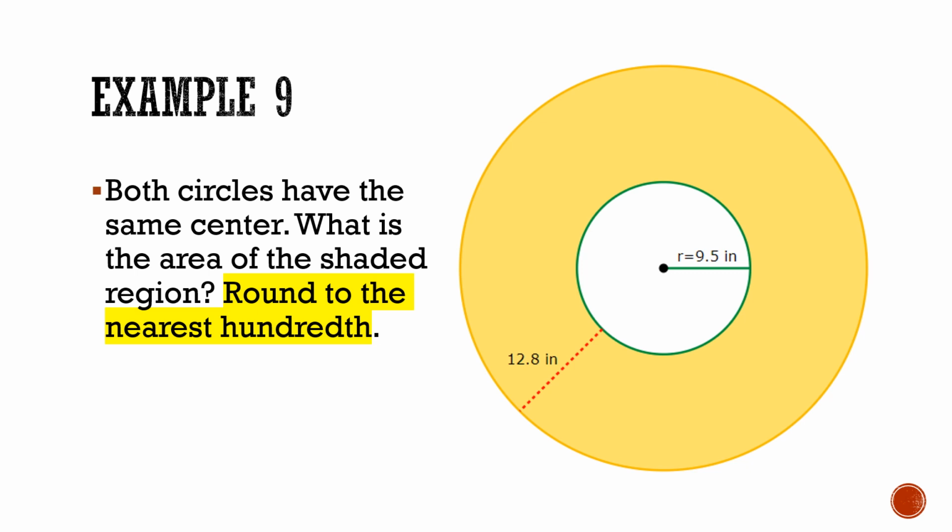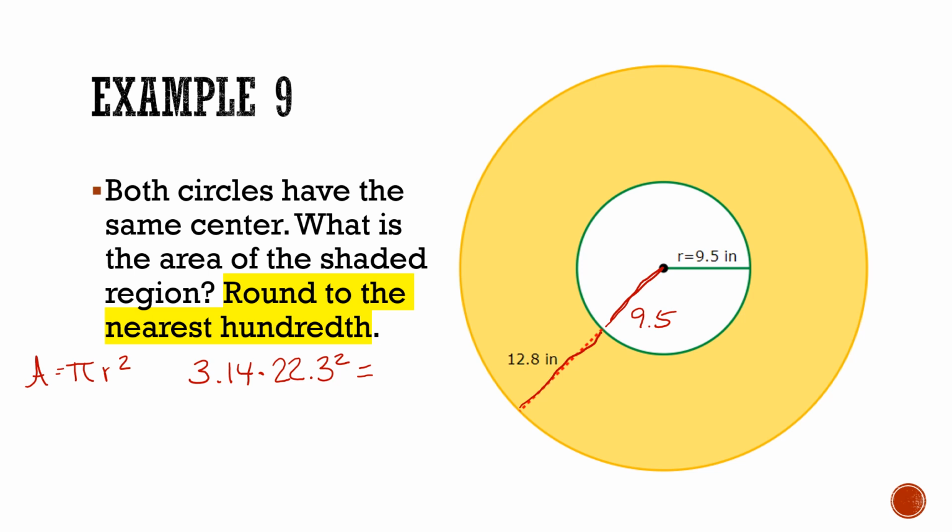So for area of a circle, we're doing A equals pi r squared. So pi is going to be 3.14 times the radius of the yellow circle. We can see that this is 12.8 and it tells us the radius is 9.5. So to find the radius of the big circle, we're going to have to add 12.8 and 9.5, which gives us 22.3 for the radius. And it is the radius squared. So 3.14 times 22.3 squared, or you can do 22.3 times 22.3.